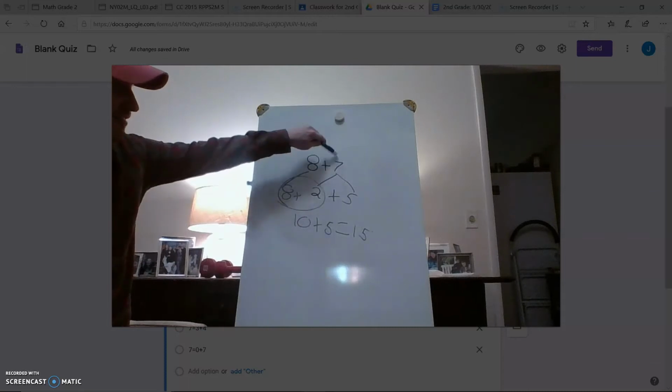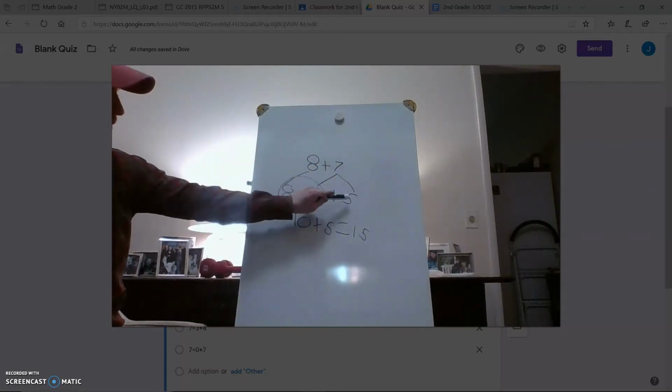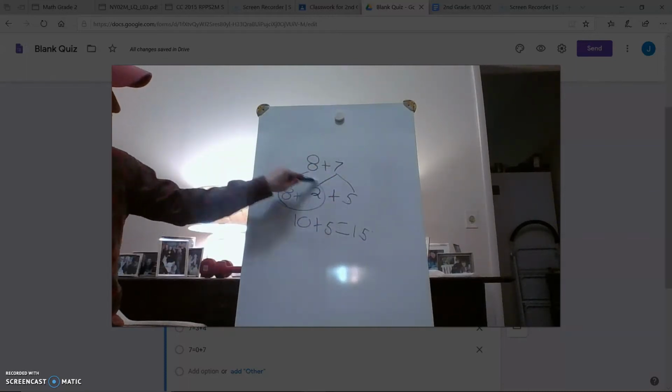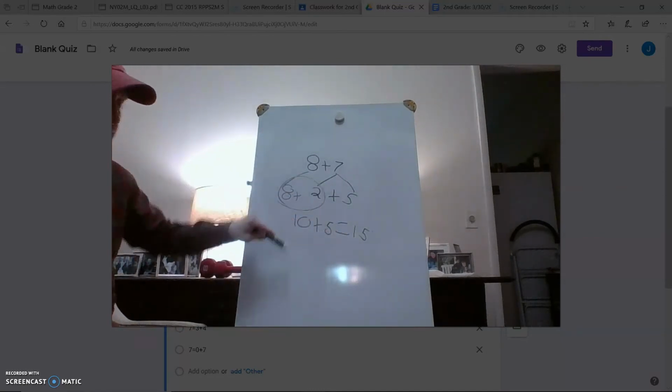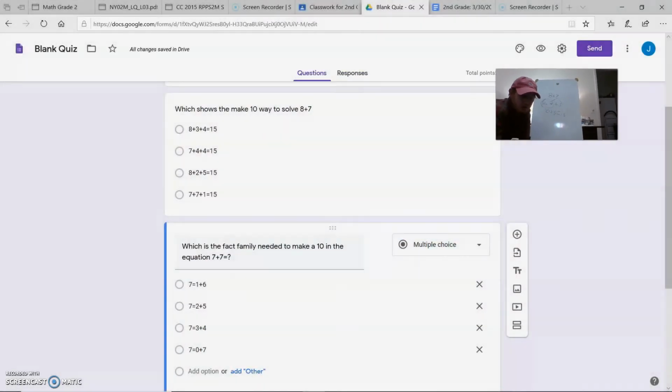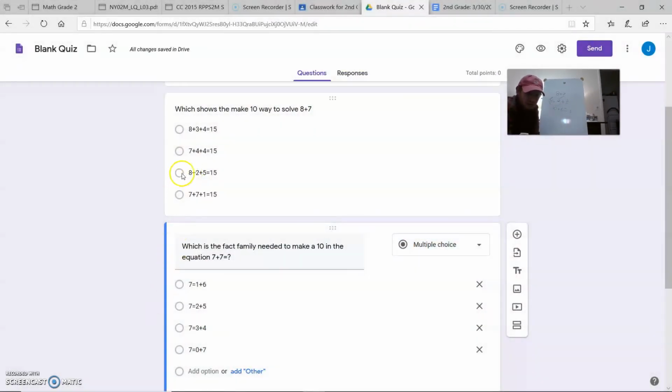So we broke our 7 into a 2 and a 5. We made our 10 with 8 and 2, and then we solved the problem. So for our problem, if you look at the third answer, it says 8 plus 2 plus 5 is 15. Let's move on to number 2.